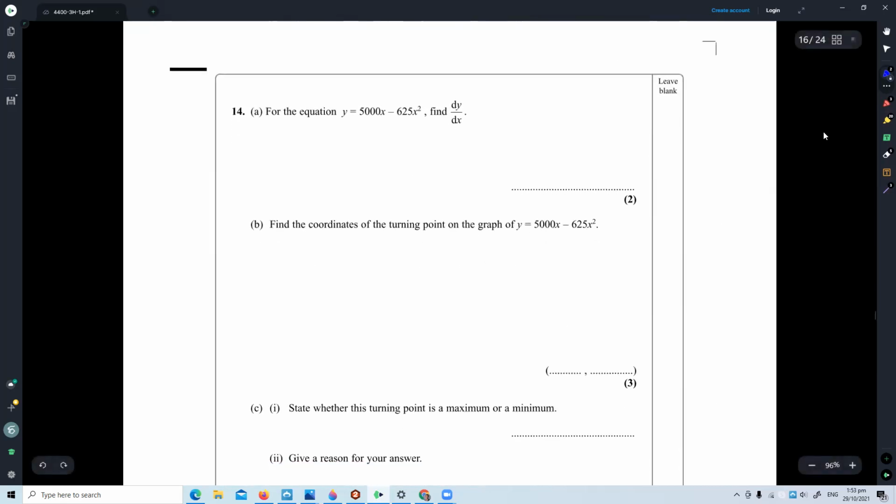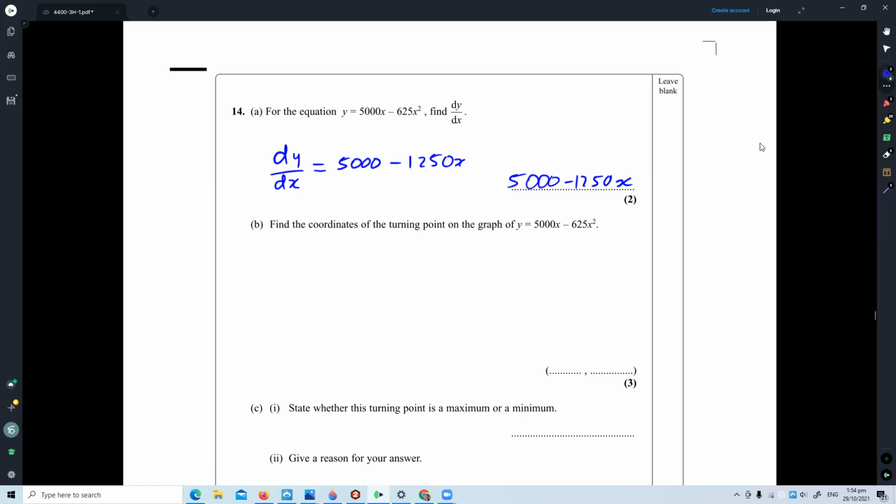Differentiation question. Now we're asked to find the derivative of y equals 5000x minus 625x squared. The derivative dy/dx is going to be 5,000 minus, so I dropped the 2 in front, 1,250x. So that's it, 5,000 minus 1,250x.